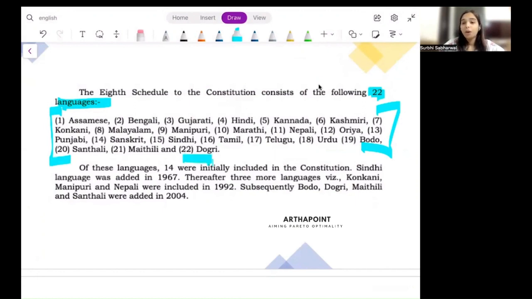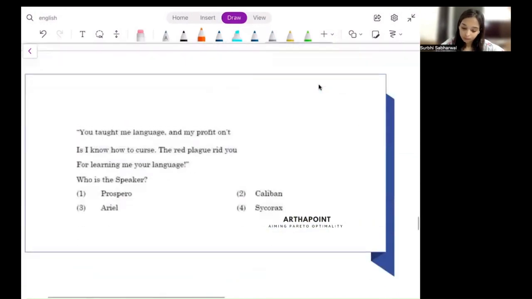One more thing that you must know is the fact that Sindhi language was added in 1964 and Konkani, Manipuri and Nepali were included in 1992 and Bodo, Dogri, Maithili and Santhali were added in 2004. So you could be separately asked this question as to when was the latest addition made to the 8th schedule of Constitution of India and which 4 languages were the latest addition. So these are certain key facts that you must know. Let us move on.